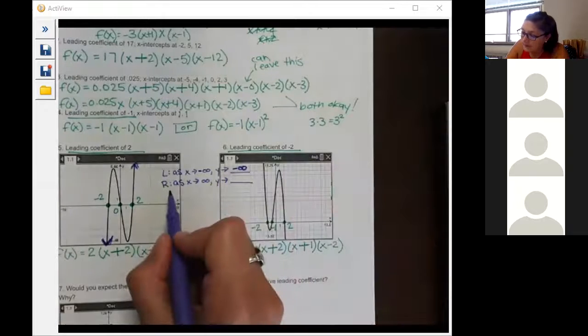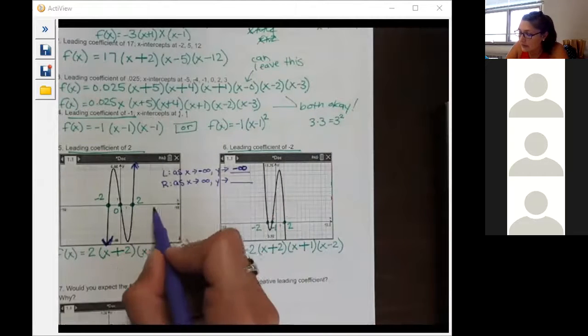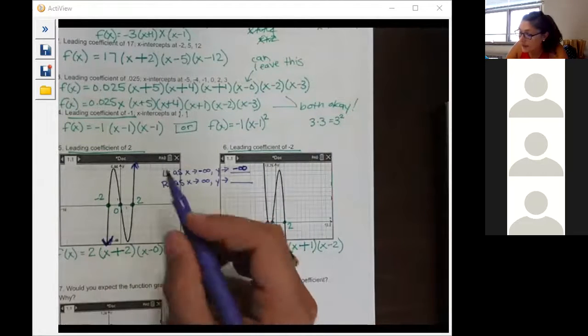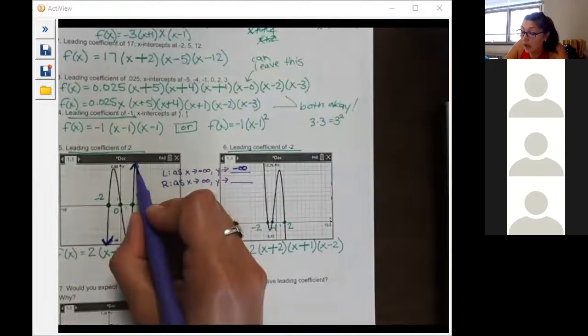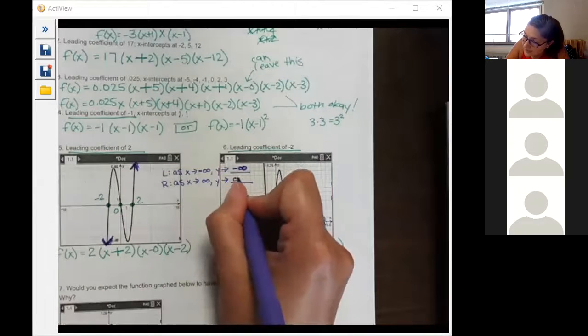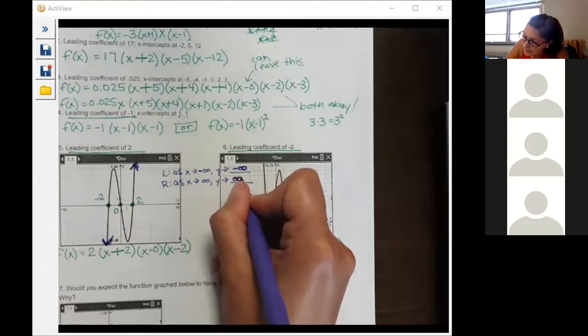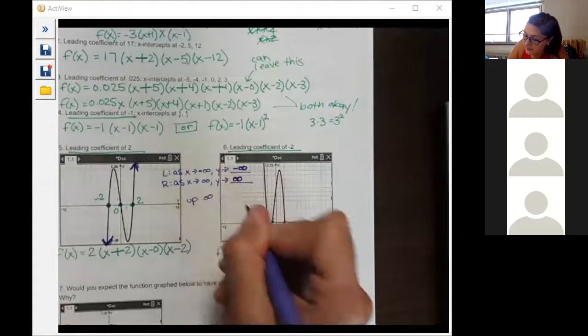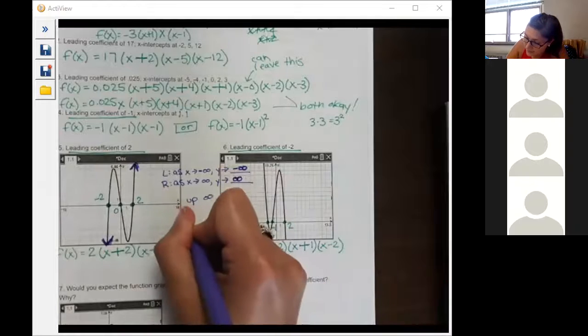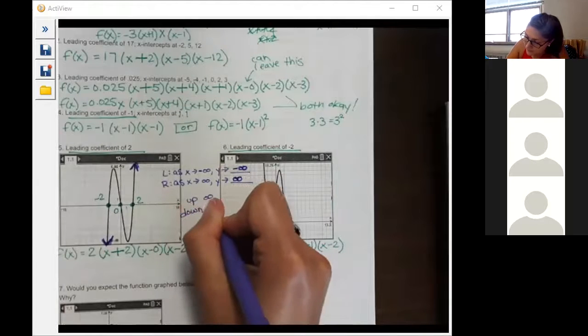On the other side of my graph, right, when x is getting to be bigger and bigger positive numbers, my arrow's pointing up for this graph. If I'm pointing up, that means we're going towards positive infinity. Okay, so that was the big idea. If your arrow points up, you're going to fill in infinity. If your arrow points down, you're going to fill in negative infinity.